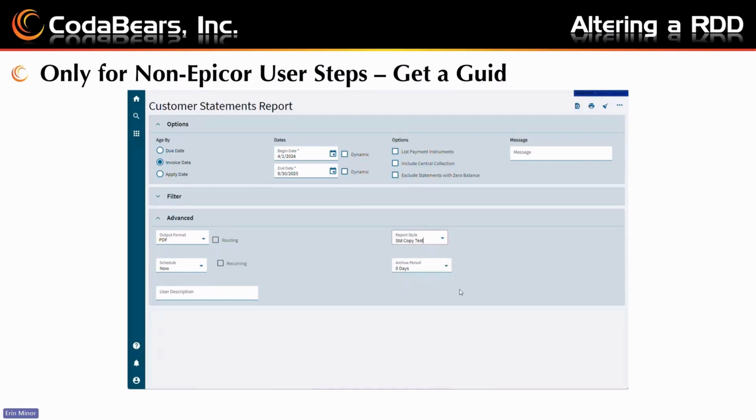Standard copy test is the one that I was doing that had my new report data definition on it. And you want to archive it. That's how you get your GUID, and it will stay around.